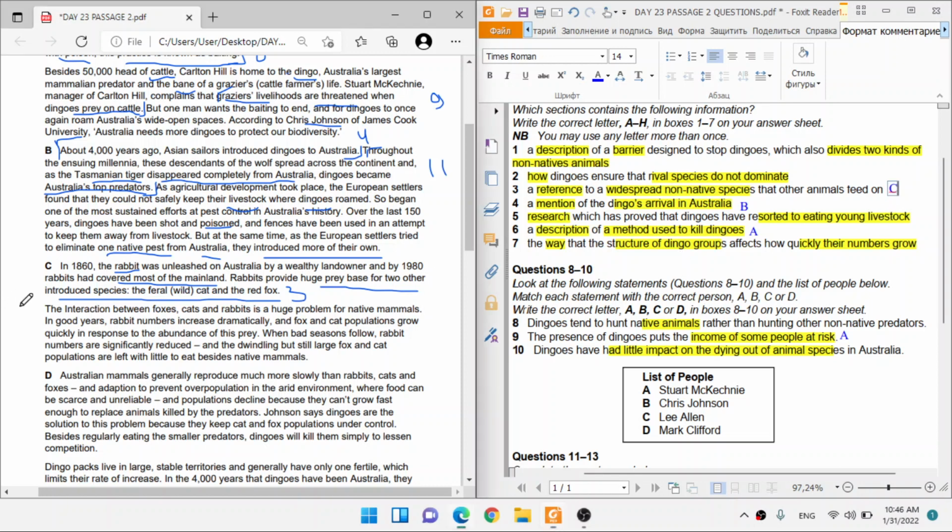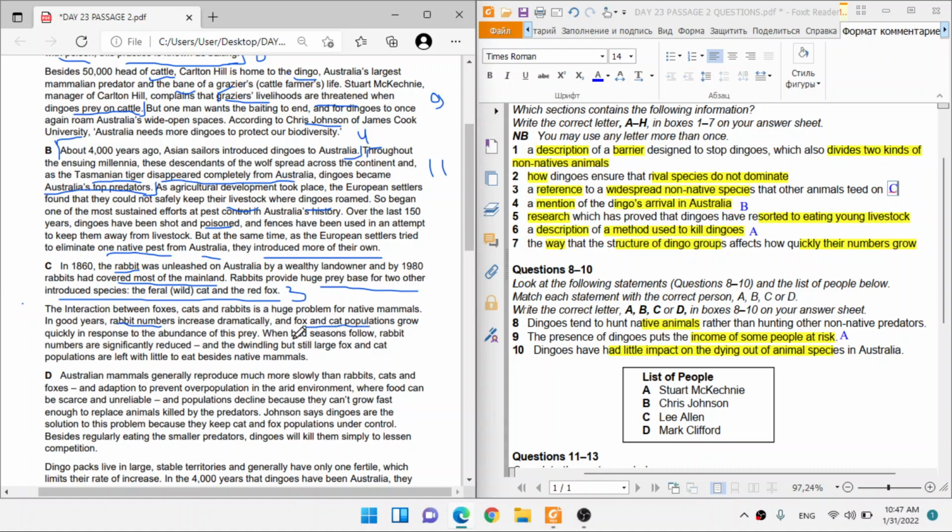All right, the interaction between foxes, cats, and rabbits is a huge problem for native animals. Okay, they interact with each other, and that's a huge problem. In good years, rabbit numbers increase dramatically, and fox and cat populations grow. Obviously, if rabbit numbers grow, fox and cat populations also grow because they eat rabbits.